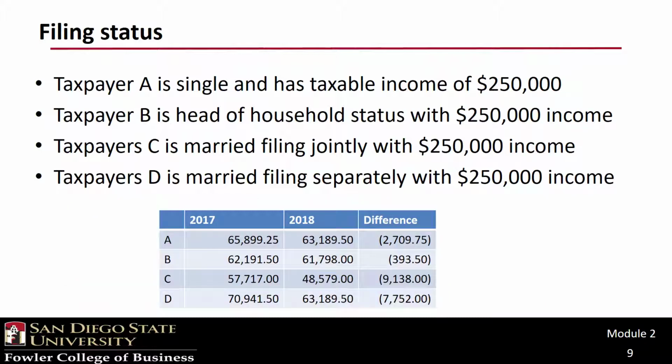However, if we run the same comparison on higher income taxpayers, such as $250,000, you'll see that married filing jointly has a much greater tax decrease than head of household and single. However, married filing separate appears to benefit as well.